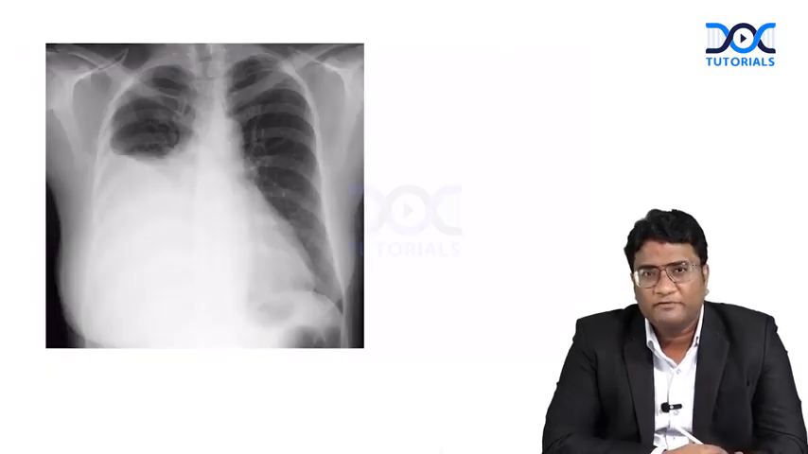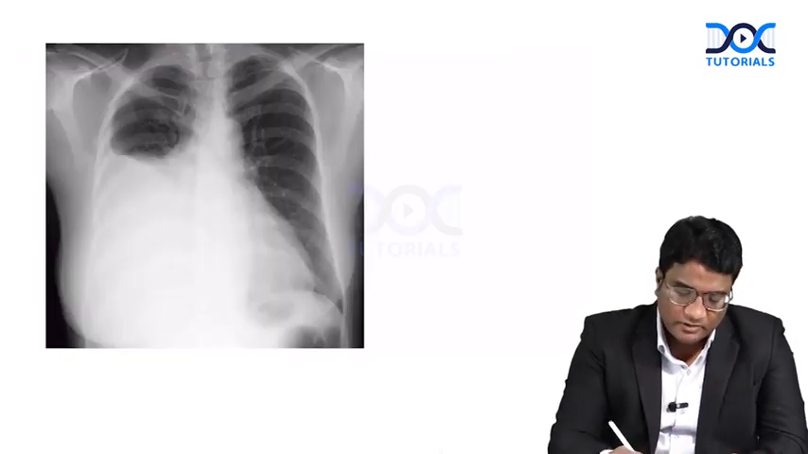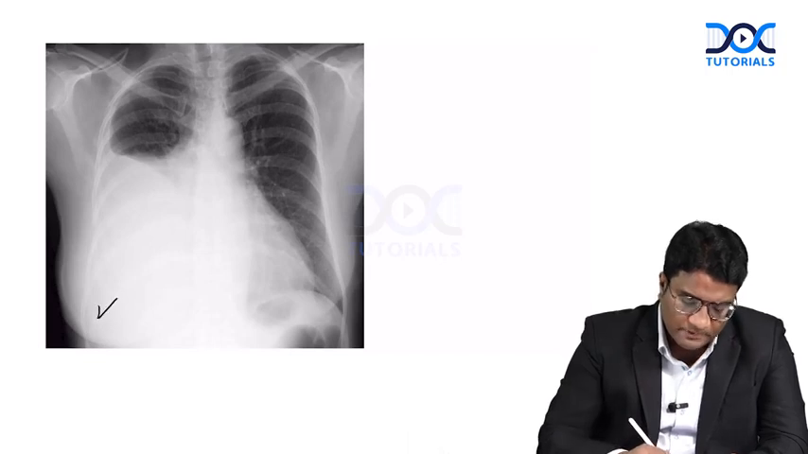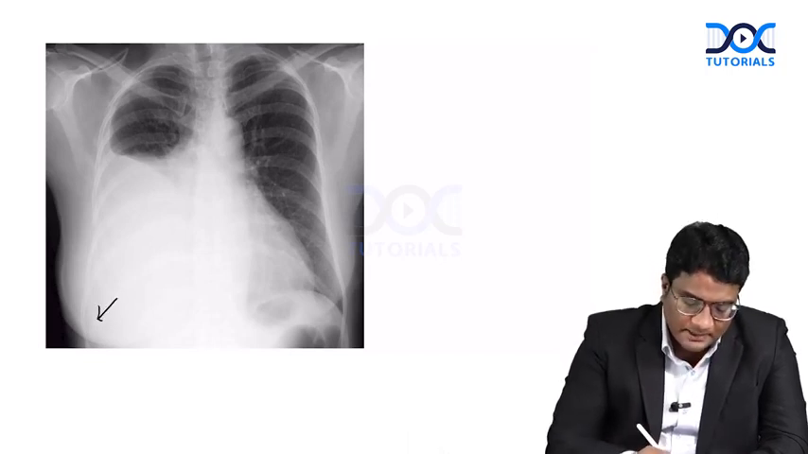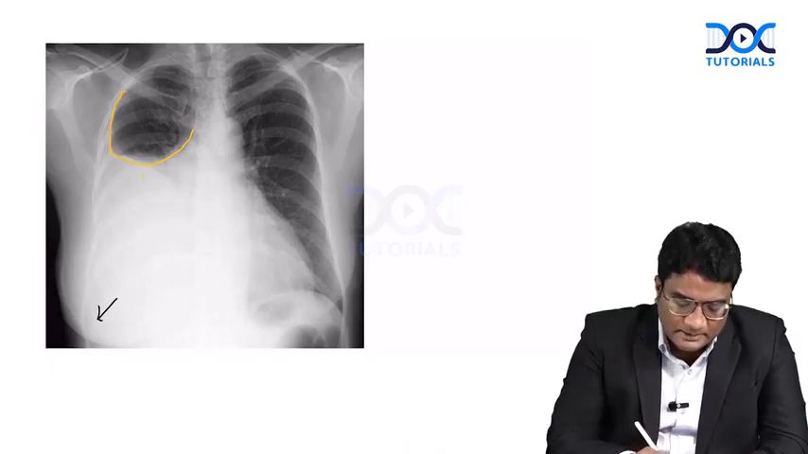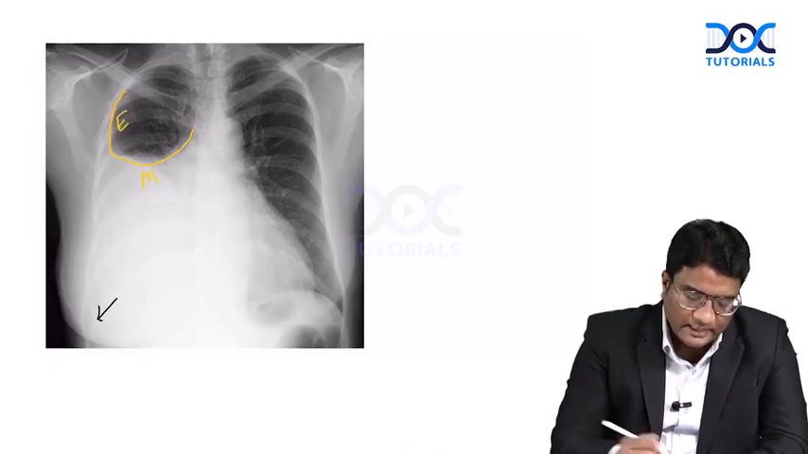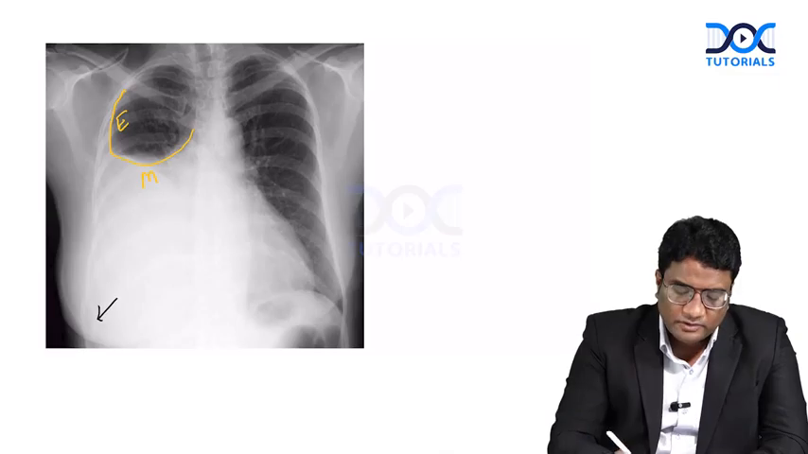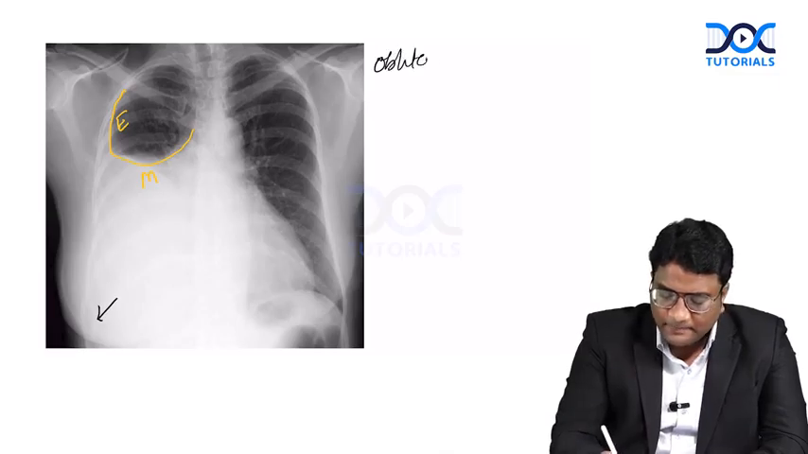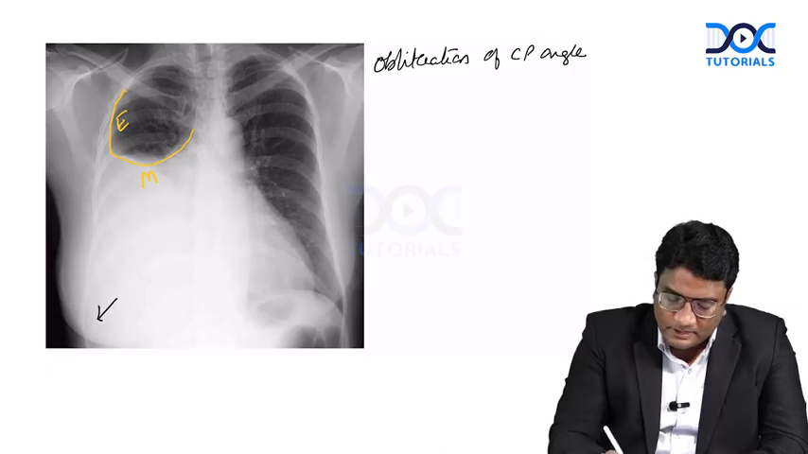What is this chest radiograph showing you? I hope you can see in this chest radiograph, there is obliteration of CP angle. There is a meniscus-like area and a concave upward curve. This is the meniscus sign and this is the Ellis curve that you're having. So if you see obliteration of CP angle, you are seeing meniscus sign of the opacity.